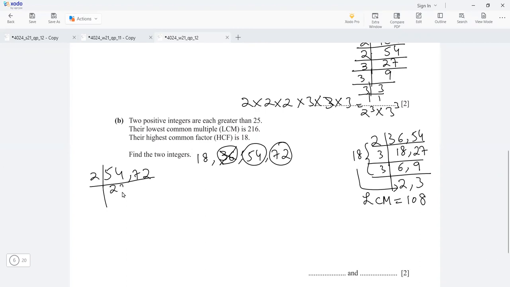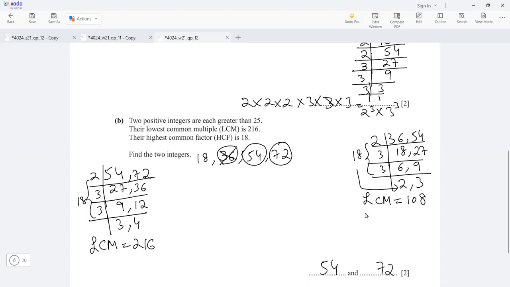So 27 times and 36 times. Both are now divided by 3: 9 times and 12 times, and again by 3: 3 times and 4 times. Now you can check, the highest common factor results in 18, that's fine. Multiply by 3 results in 54, and 54 times 4, you can check, so the LCM will be 216. So it's satisfied. The numbers having highest common factor 18 and lowest common multiple 216 are 54 and 72. We have checked through our working of LCM and HCF.